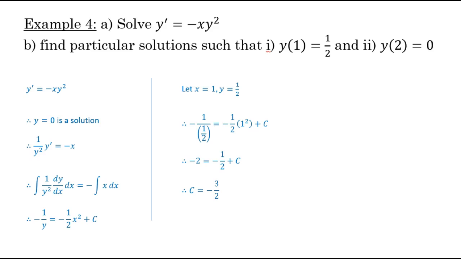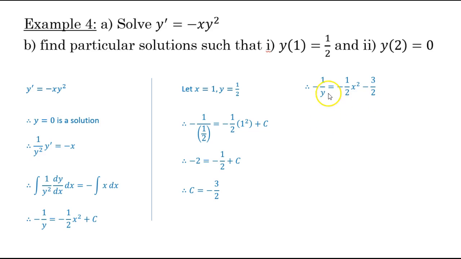So in this case, the particular solution to y prime equals negative x y squared that passes through the point (1, 1/2) is y equals, well, in that case the constant will be -3/2, so we're going to substitute into our general solution. So -1/y equals -half x squared minus 3/2. Still a bit scrappy at this stage.